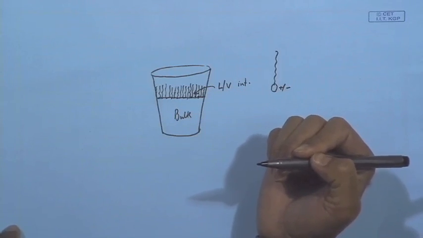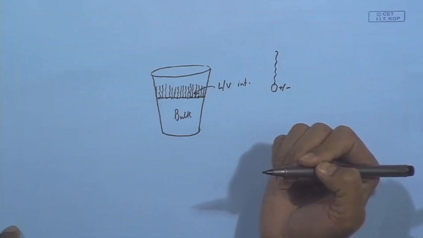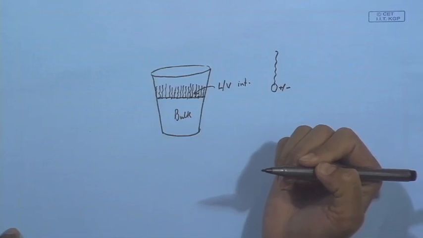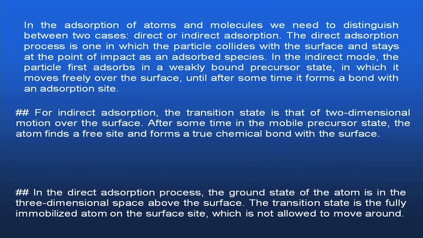So, when you think of a surface reaction, that surface reaction must have a component that your reactant will adsorb onto the surface on which the reaction is taking place. They may be on a metal surface. In the adsorption of atoms and molecules, we need to distinguish between two cases. One is called direct adsorption, another is called indirect adsorption. The direct adsorption process is one in which the particle collides with the surface, maybe the metal surface, and stays at the point of impact as an adsorbed species. So, the moment the molecule or the atom hits the surface, it gets a position.